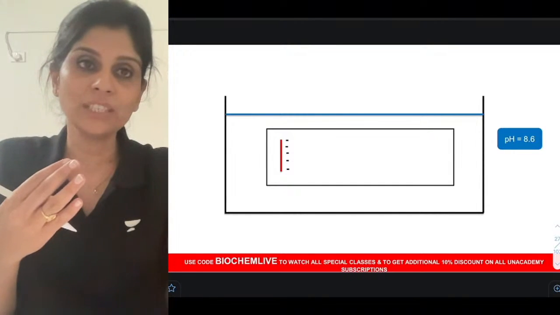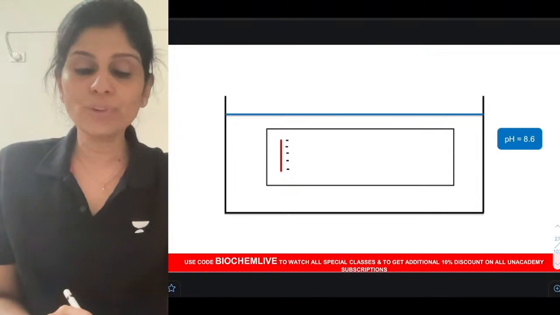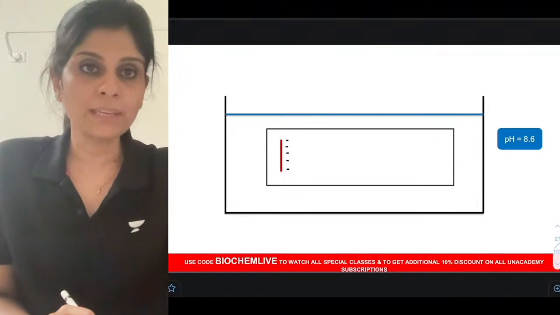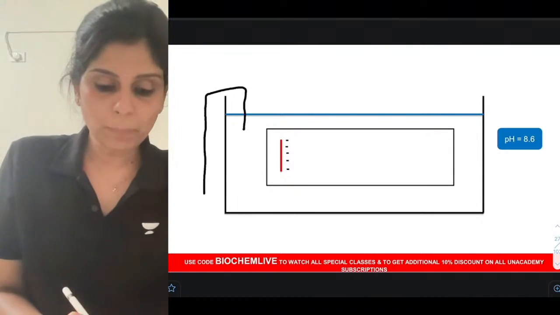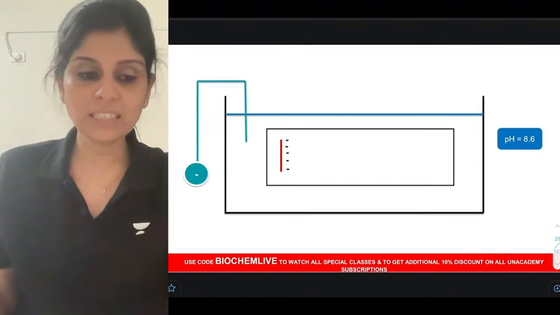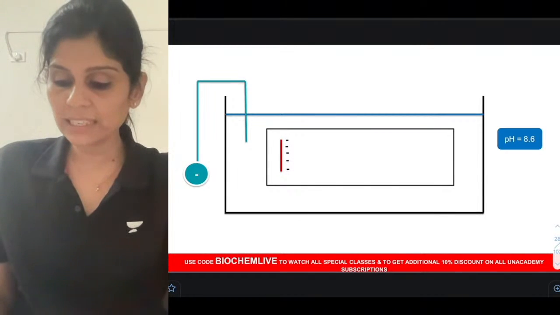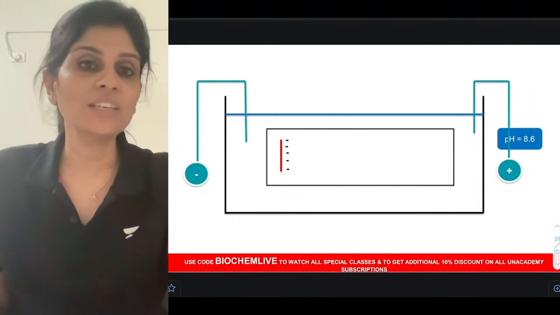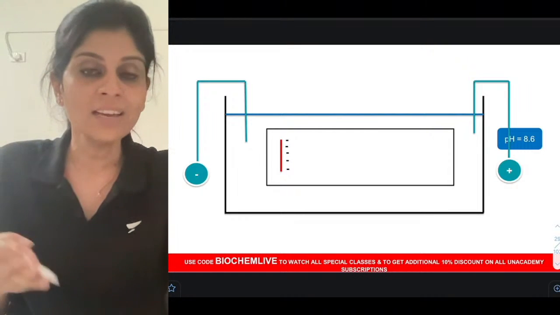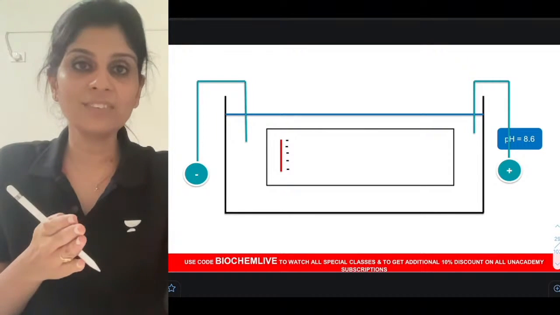After you give negative charges, you connect this electrophoretic tank to an electrical supply. Close to the point of application is connected to a negatively charged electrode. The opposite side is connected to a positively charged electrode. It is quite logical, right? Because all these proteins are negatively charged.